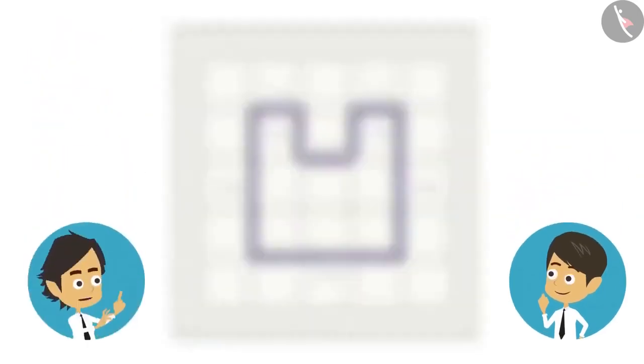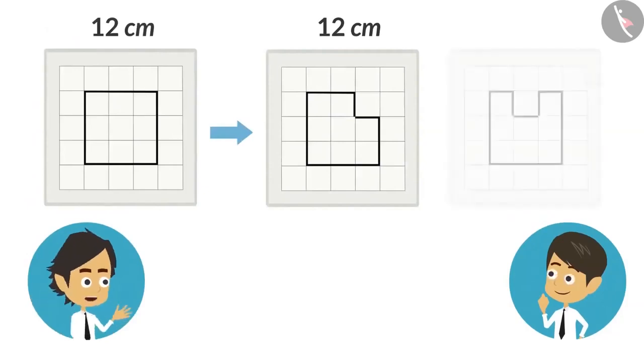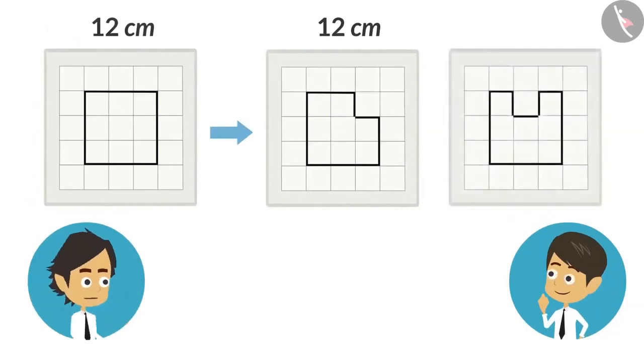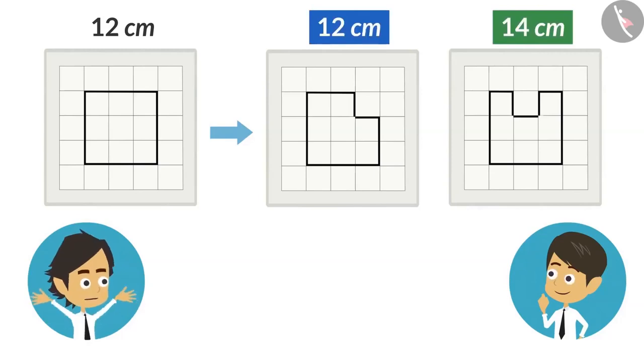No. When you change the shape, the length of the boundary did not change. But when I change the shape, the length of the boundary changed. This means changing the shape may change the length of its boundary or may not change the length of its boundary. Did you get it?